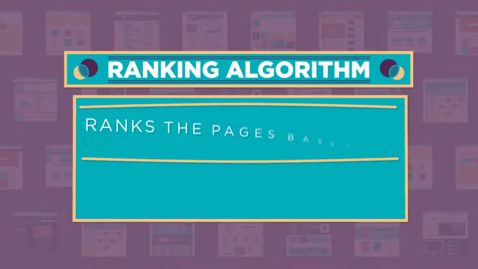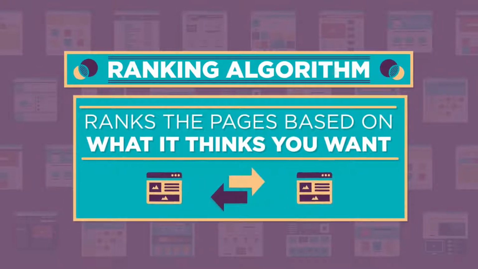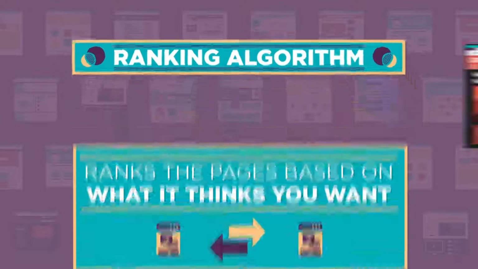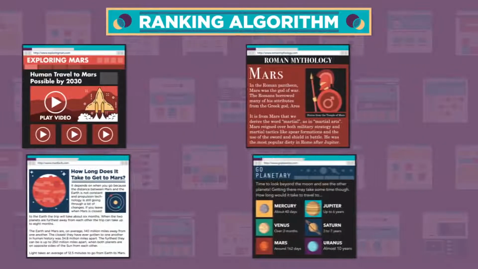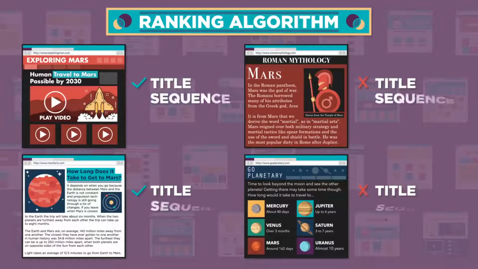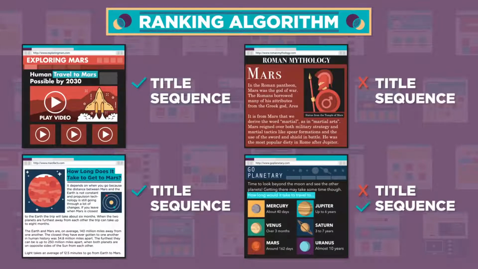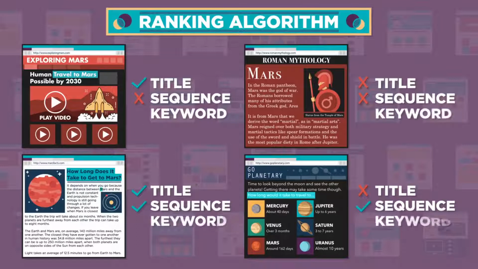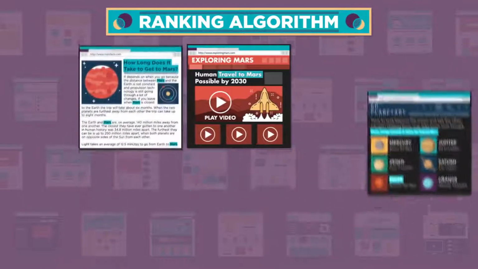This is where it gets tricky, because the search engine may need to guess what you're looking for. Each search engine uses its own algorithm to rank the pages based on what it thinks you want. The search engine's ranking algorithm might check if your search term shows up in the page title. It might check if all of the words show up next to each other, or any number of other calculations that help it better determine which pages you'll want to see and which you won't.